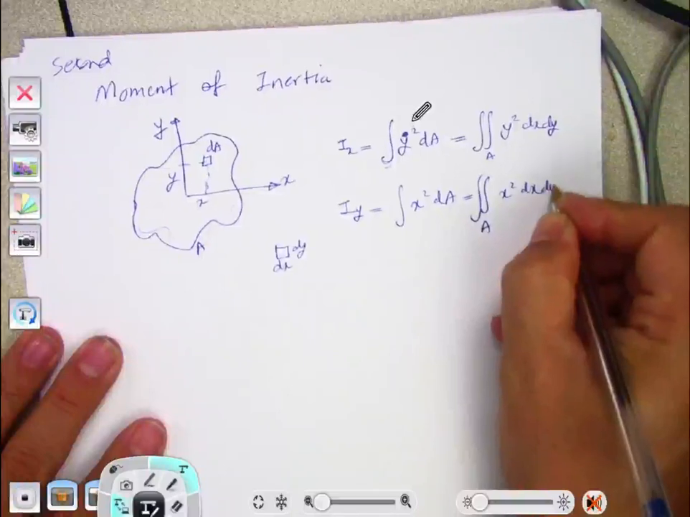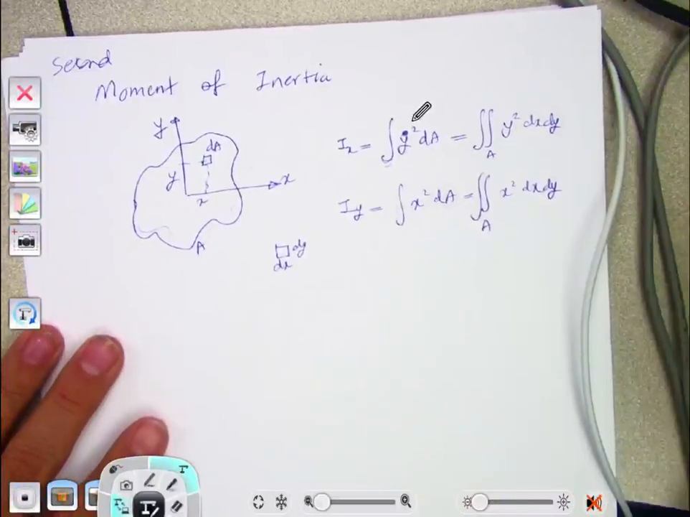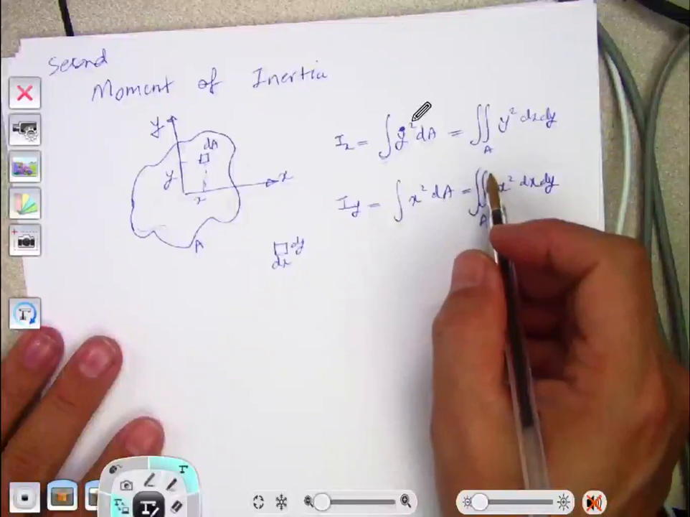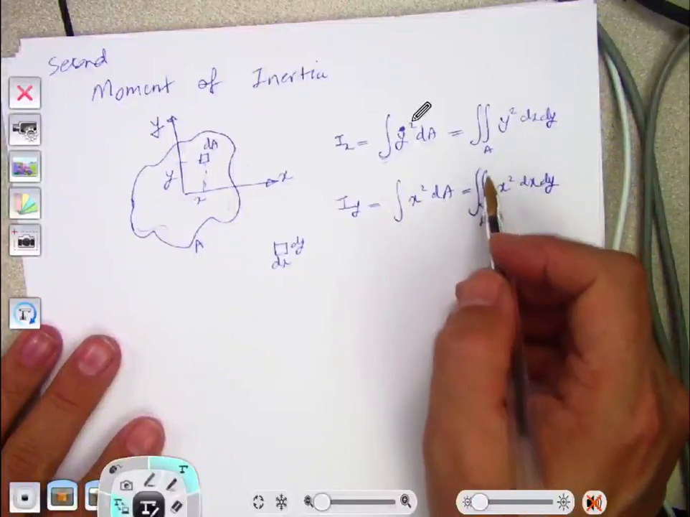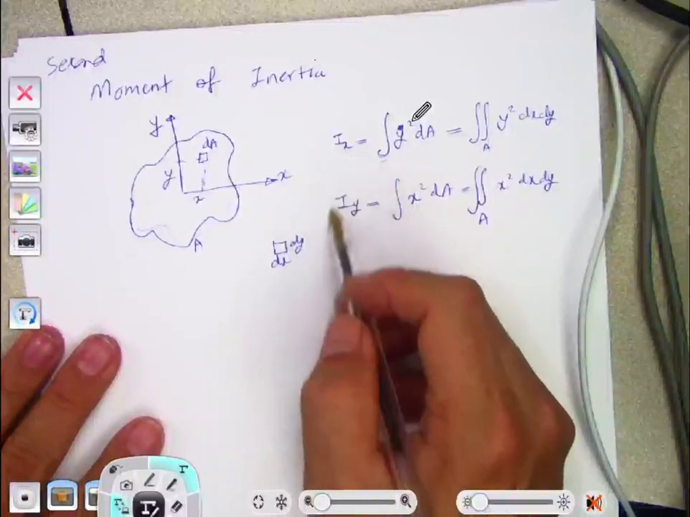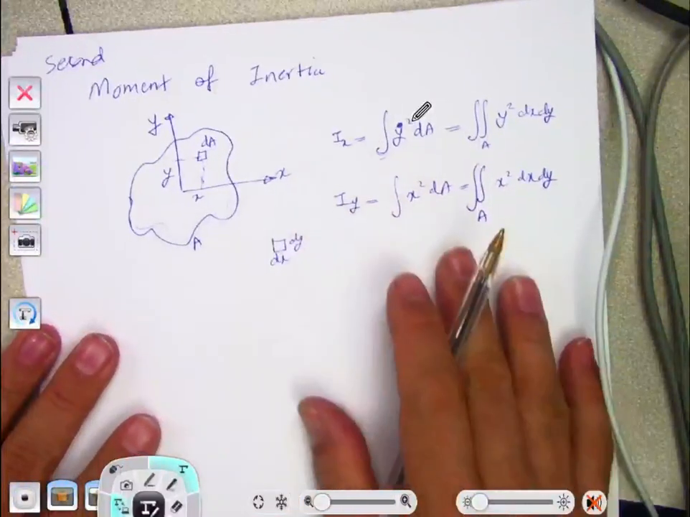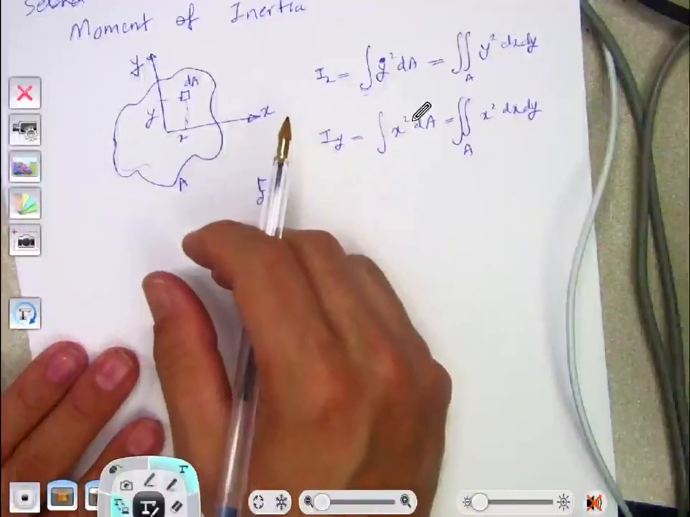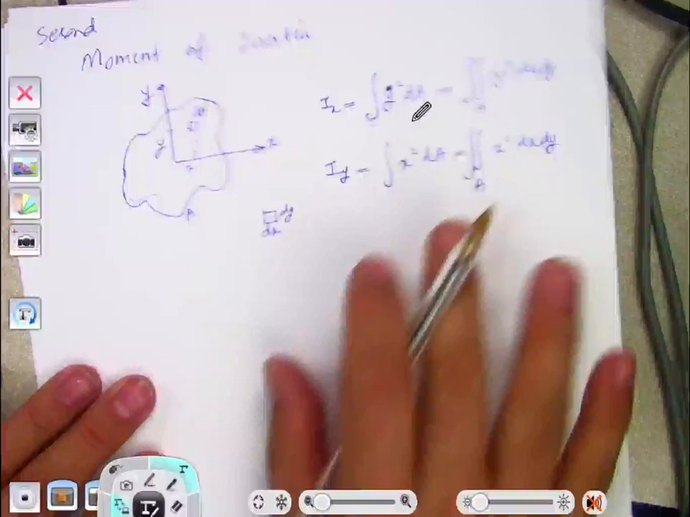This is a double integral, but I'm going to show you a way that it's possible to avoid the double integral when you want to find the moment of inertia about the x and y axes. I'm going to show you how we could do this. As an example, let's look at an example.